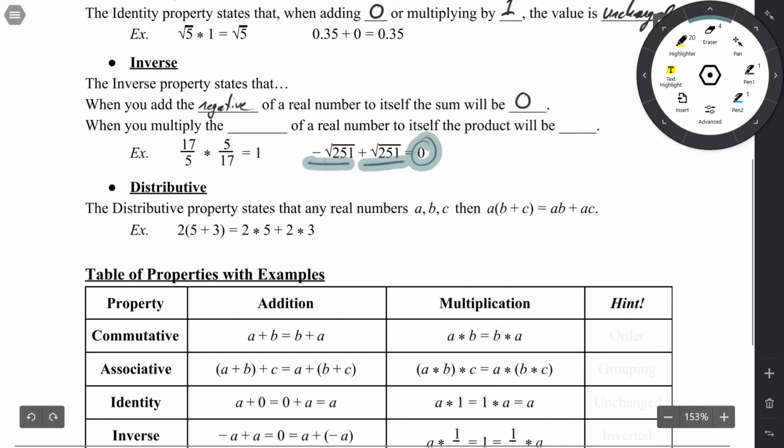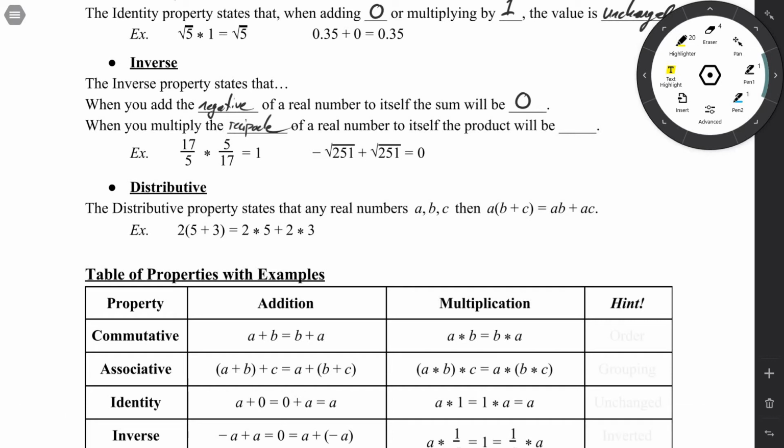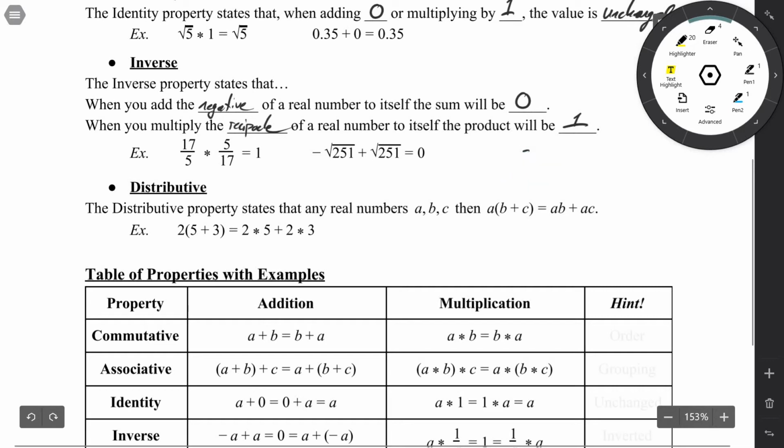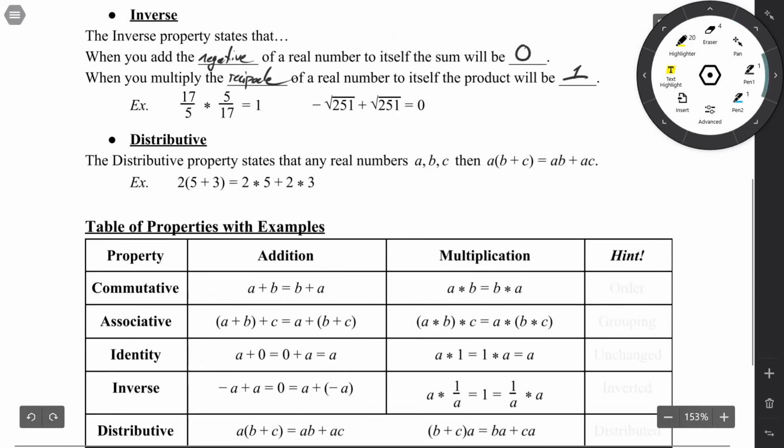And when we're looking at it from the angle of multiplication, when you multiply the reciprocal of a real number by itself, the product will be 1. Product is just, of course, the word that we use when we're multiplying two numbers together. So the product of x and y would just be xy, the numbers multiplied together. This is probably the most used property of real numbers in mathematics, and I'll give you an example of that.